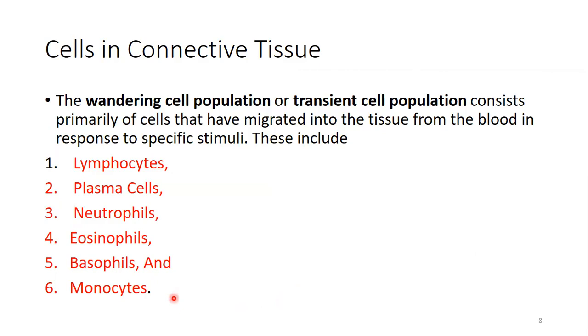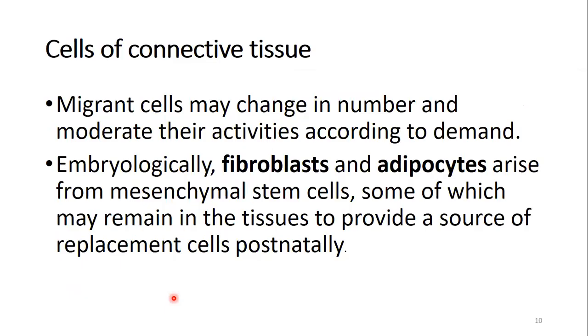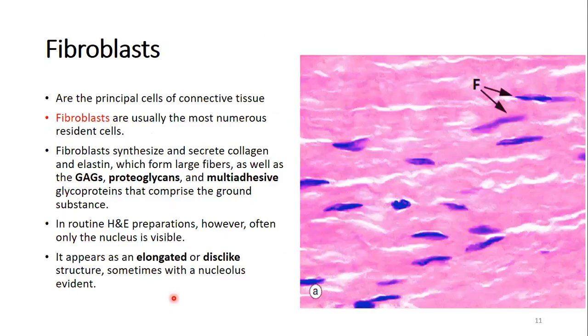Those are the cell types we expect to find in connective tissue: wandering cells or transient cells, all of them originating from blood. Then permanent cells. Among them is a principal cell known as fibroblast. Let's look at them one by one. So we begin with fibroblasts, the principal cells.